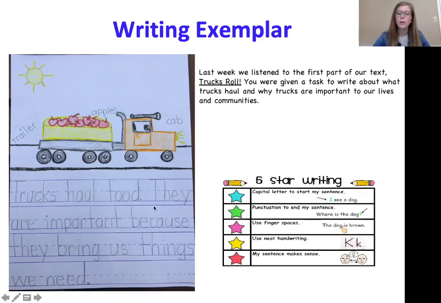Boys and girls, I used the word they 2 times in this sentence, one right here and one right here. When I use the word they, I'm referring to the trucks because remember we were supposed to talk about why trucks are important to our lives and communities. So they is referring to the trucks. So trucks are important because trucks bring us things we need. So instead of writing the word trucks many times in my writing task, I changed the word to they in my second sentence. So the whole thing says trucks haul food. They are important because they bring us things we need.